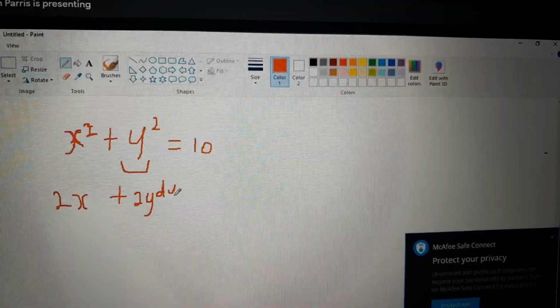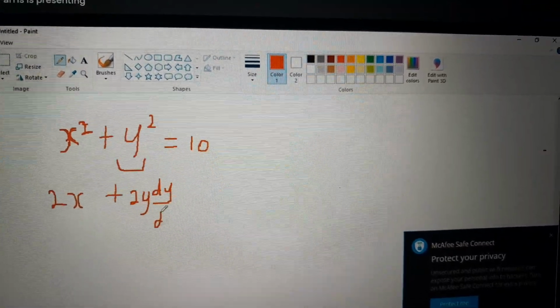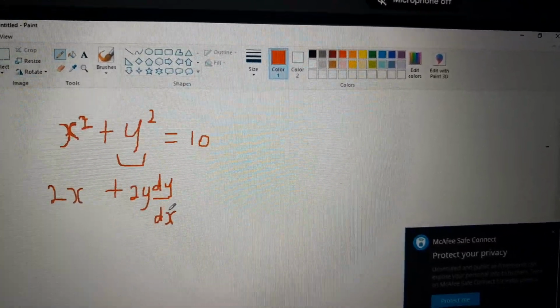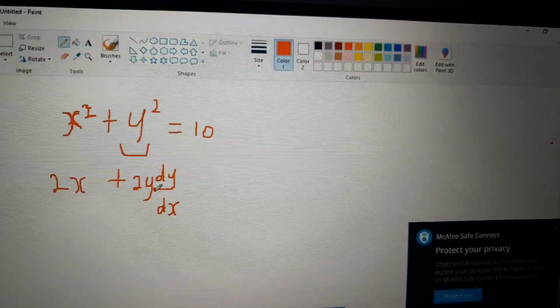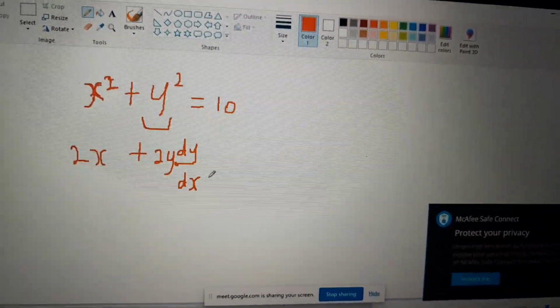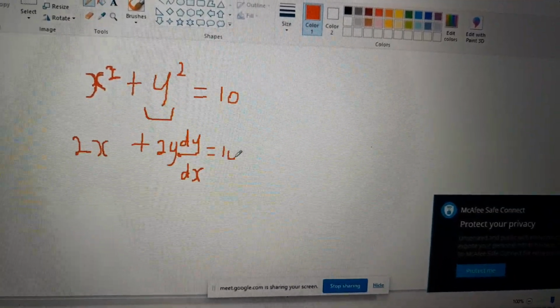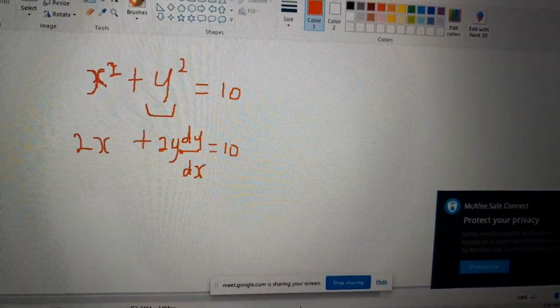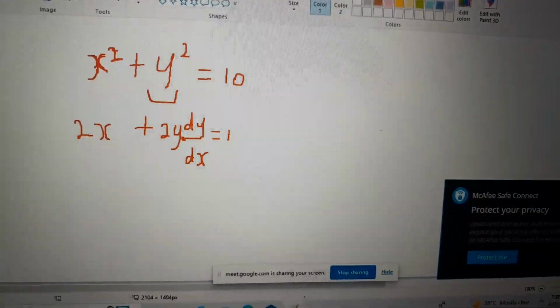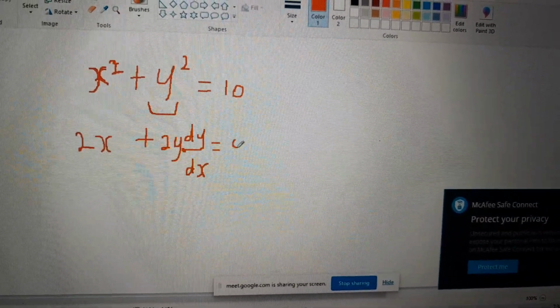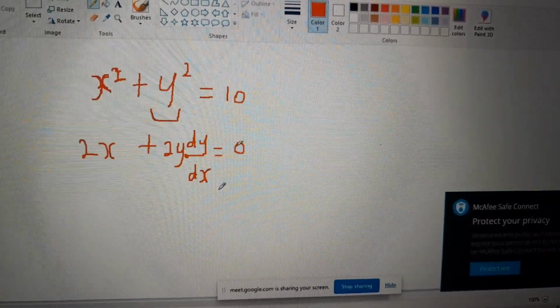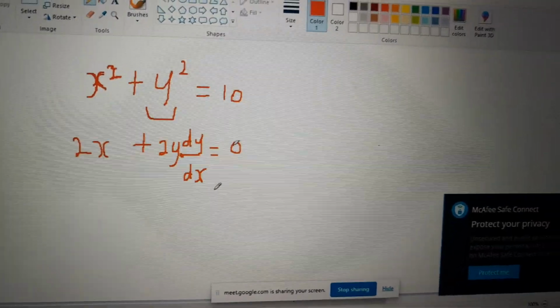So this is all you have to remember. If you differentiate a term in y, make sure you put the dy dx next. And when we differentiate a constant, we get 0. Right? Can someone tell me what's the next step?